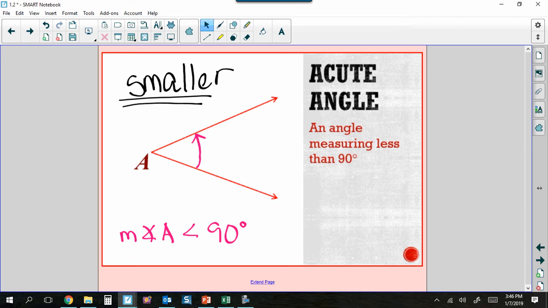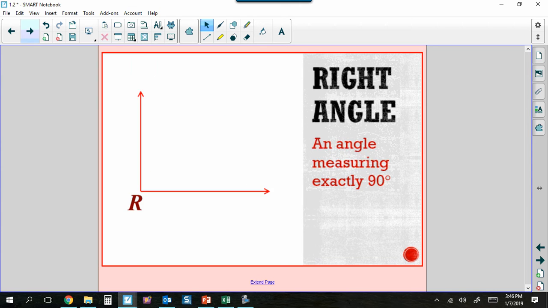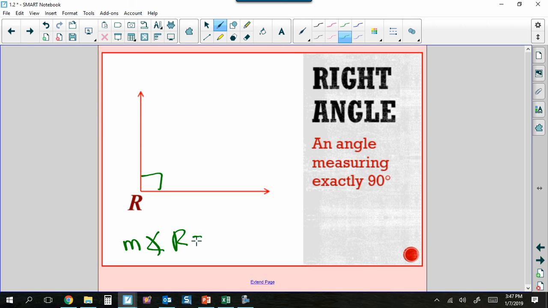And then we're just going to basically go through the vocabulary words for classifying angles, just getting bigger. The next vocabulary word would be a right angle. A right angle has to specifically equal 90 degrees. It cannot equal anything else. We're going to show that it is a right angle by putting the right angle mark in the corner by the vertex. It's a little box. And we can say that the measure of angle R is equal to 90 degrees.